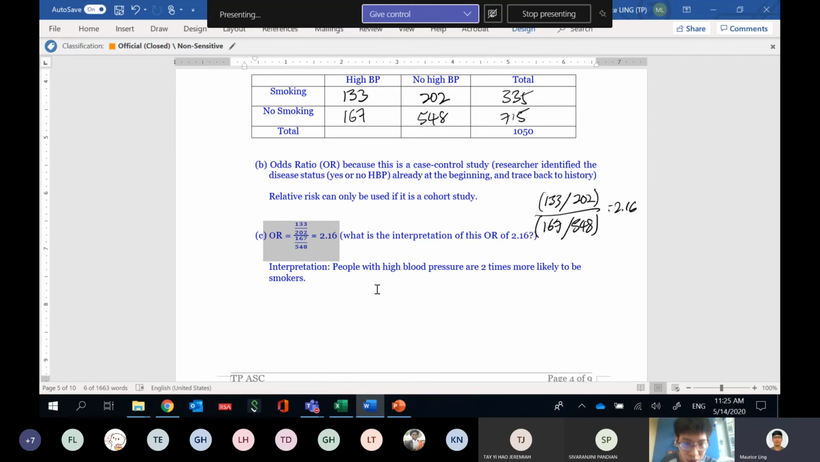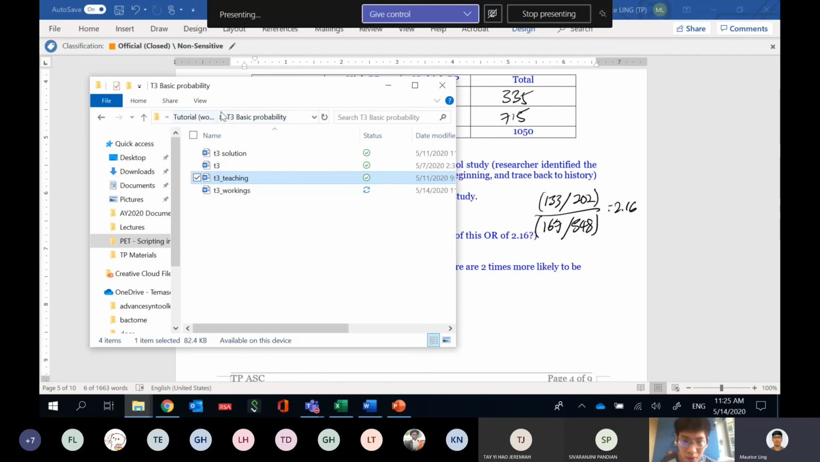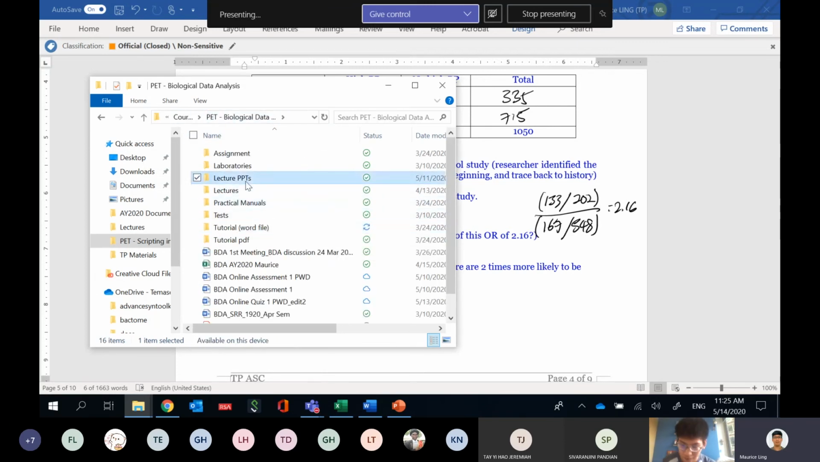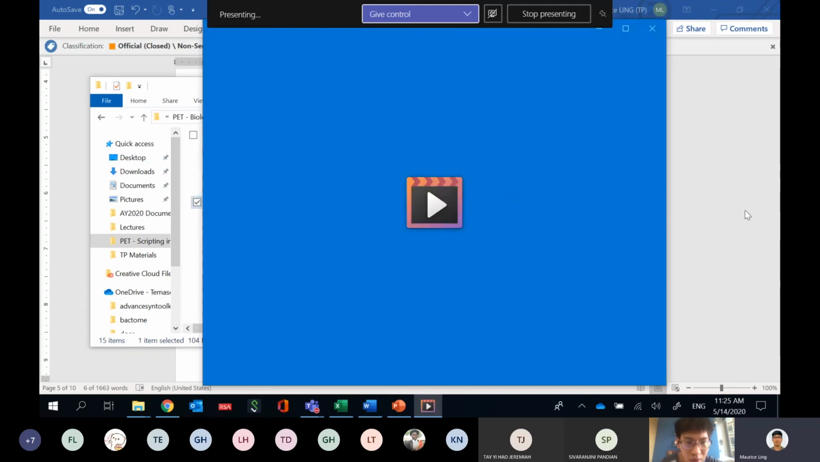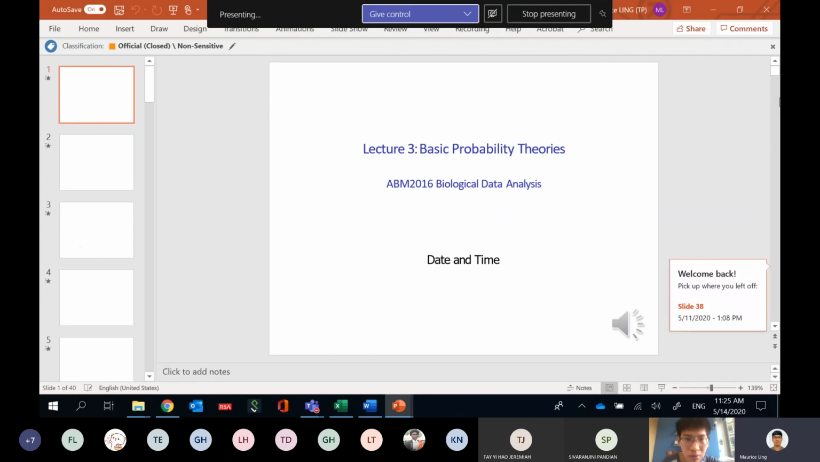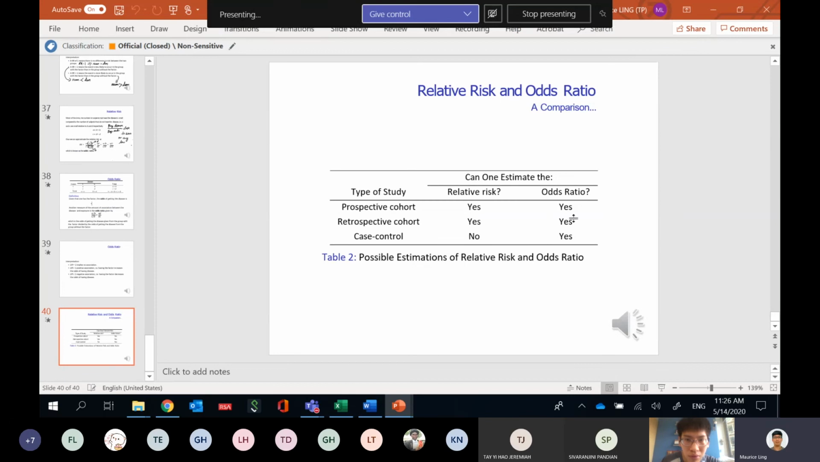But the difference in the lecture notes, that is one difference that you realize I never emphasize in detail. Okay, let me go to the lecture itself. The PowerPoint. You realize that on this relative risk and odds ratio, Lecture 3, okay. You realize that on the last slide, basically this is a slide I never actually go through a lot about.